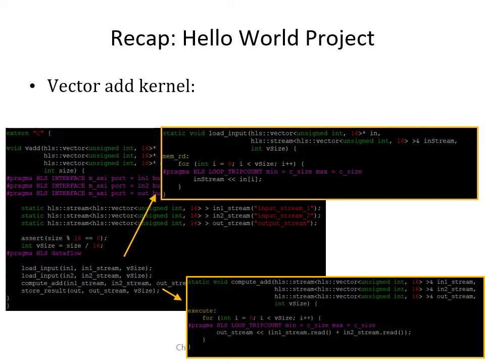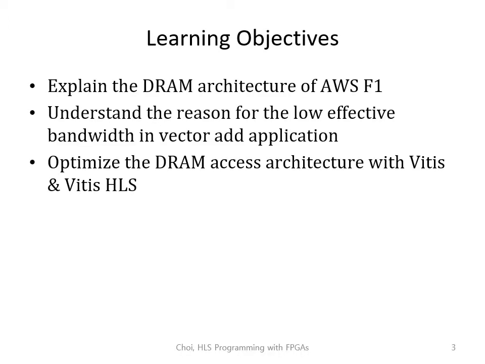So, what I'm going to do today is first explain the optimizations already applied on the Hello World project. And second, explain the ways to further improve the implementation considering the AWS F1 DRAM architecture. So today's learning objective is to be able to explain the DRAM architecture of AWS F1 and understand the reason for the low effective bandwidth in a vector add application. And we'll optimize the DRAM access architecture with Vitis and Vitis HLS.